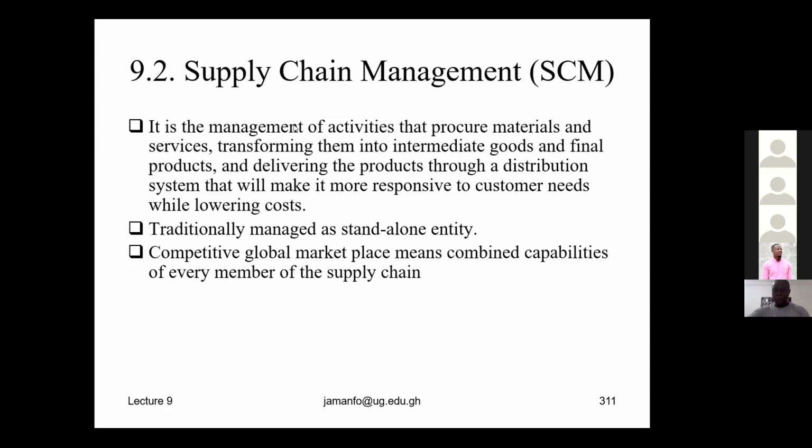Okay, so we talked about these two technologies. Let's move on. Up to this point, any question, class?